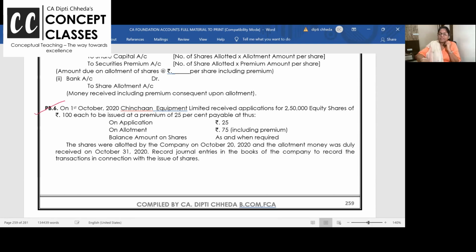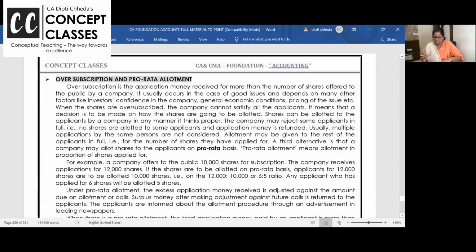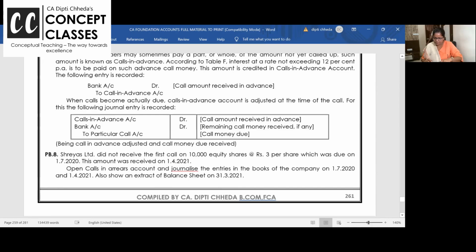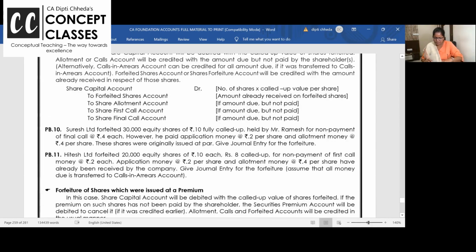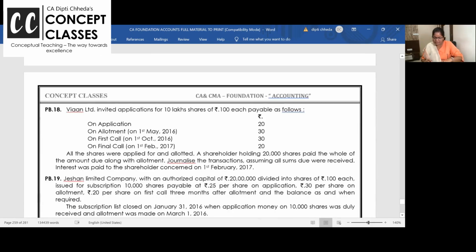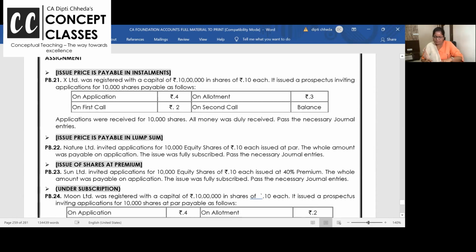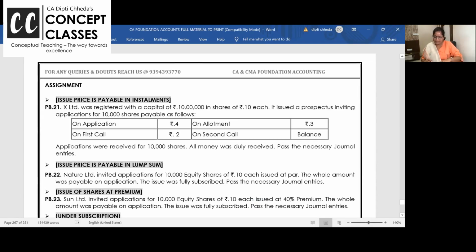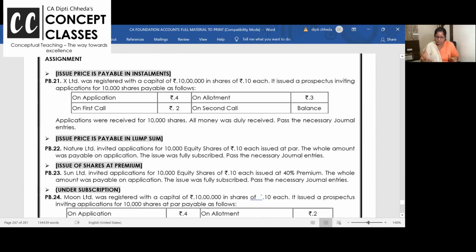From the sixth problem onwards, we will continue in tomorrow's class. Okay. Homework, before I close, for all of you. In the end, I have given you all an assignment. In the assignment, basic level problems are there. You all followed till application, allotment and premium, so that you can do this one problem. X Limited, 10 lakh shares, 10,000 shares, application, allotment, all is completed. So just this 21st problem, do it as homework.